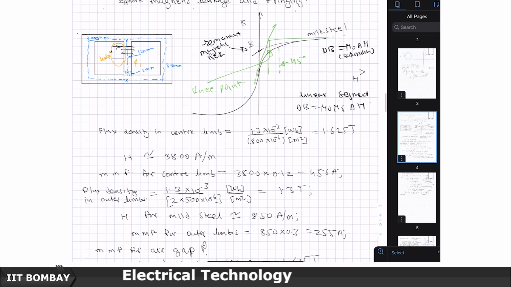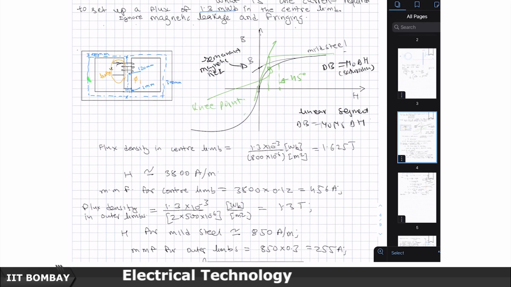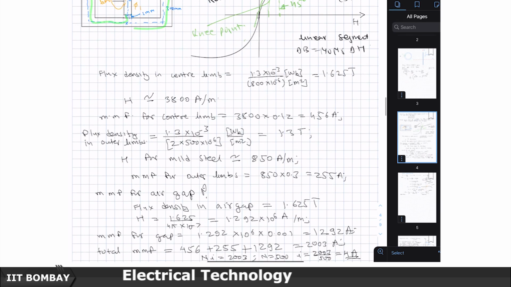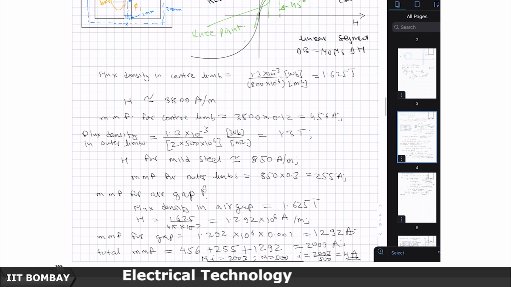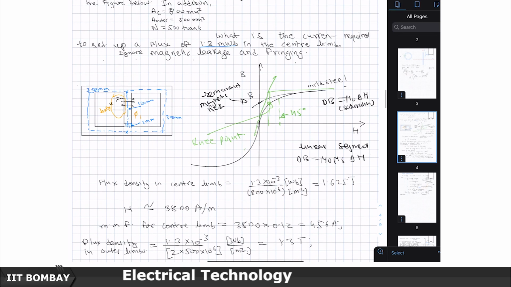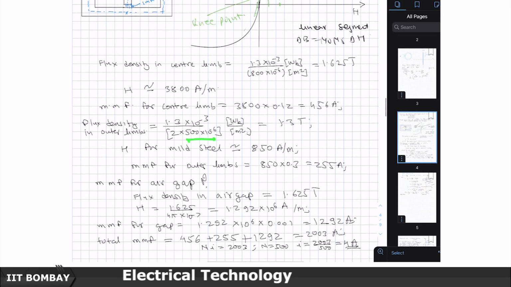Now, let us look at the flux densities in the outer limbs. What are the flux densities in the outer limbs? First of all, by symmetry, half of the flux will go here, half of the flux will go here. So, the flux will become 1.3 into 10 to the power minus 3 divided by 2, and the area of cross section there is given as 500 mm square. So, 500 into 10 to the power minus 6, which gives around 1.3 Tesla.